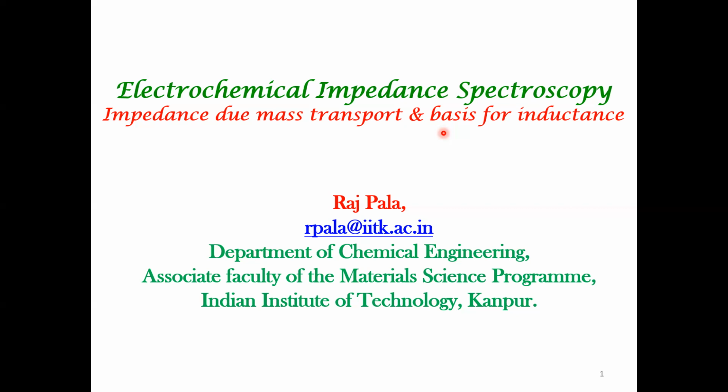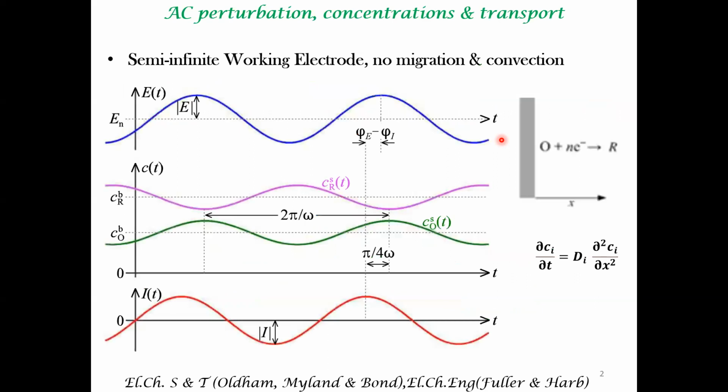So these two topics are impedance associated with mass transport. And sometimes you will see an EIS pattern. You will probably be puzzled. I want to give some pointers for inductance loops that you may see in electrochemical impedance spectroscopy. So let's move on. So the issue at hand is the following.